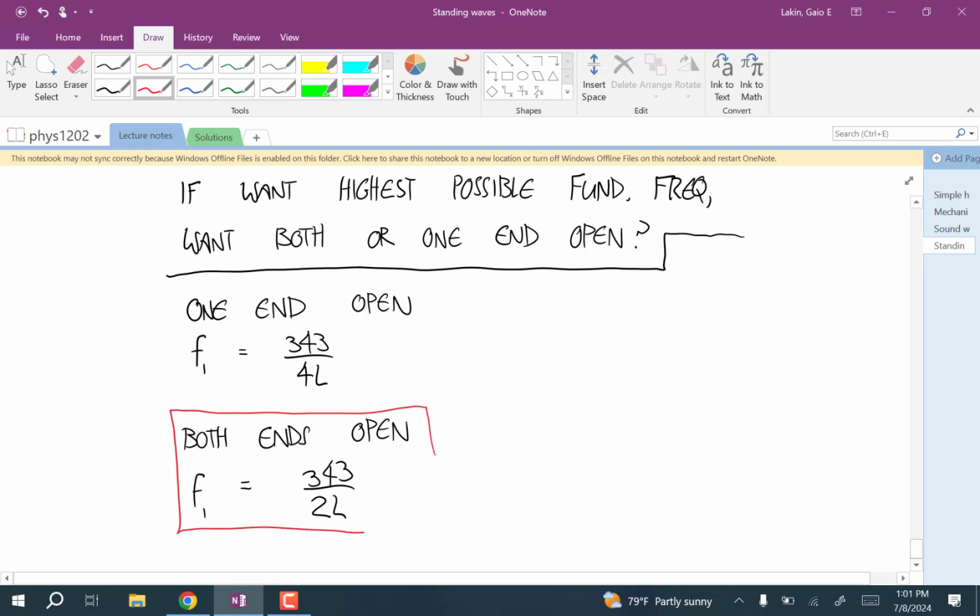The one with both ends open, which you could imagine is the reason a piccolo is designed with both ends open, because they use that for the highest notes in a band. And the way you can get a higher frequency out of the same length is to have both ends open.